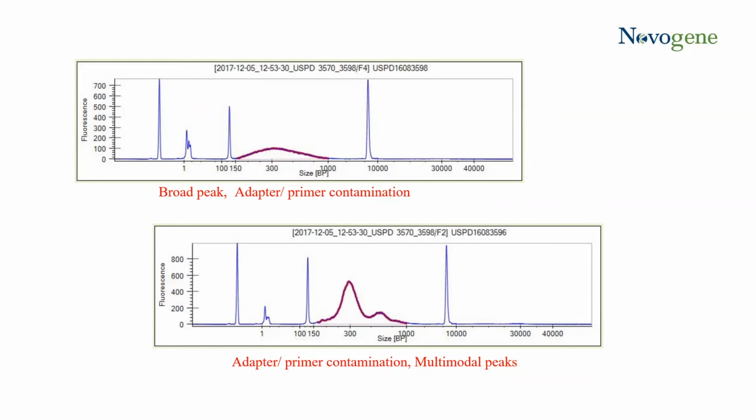Moving down here, this one I would say is more of a concern depending on your library type. Multiple modality is not common for target genes or for targeted regions. For things like ATAC-seq, we do tend to see multiple peaks, and that is normal. But here, what we're seeing is some contamination. So this, once again, is primer and adapter contamination.